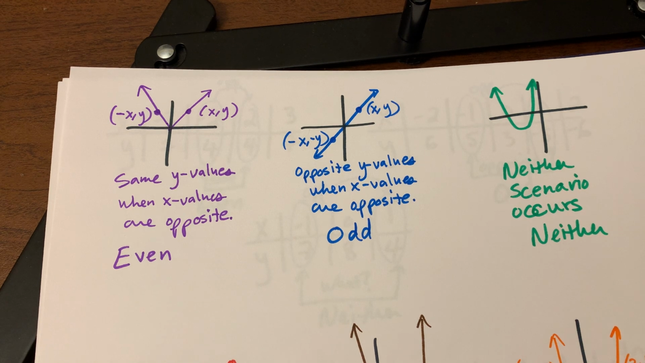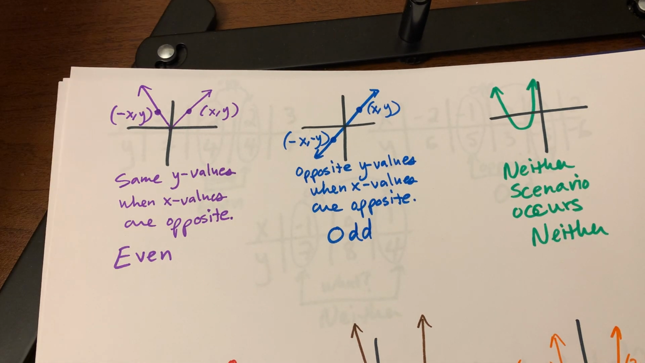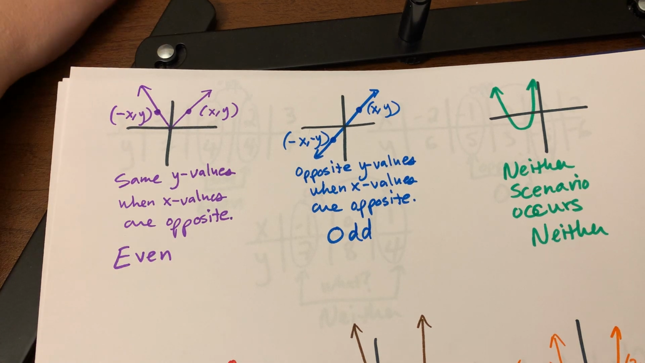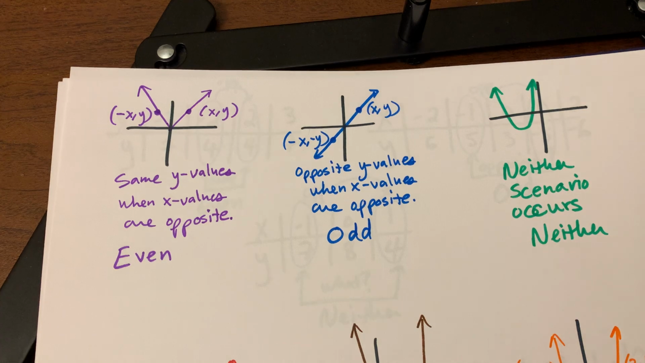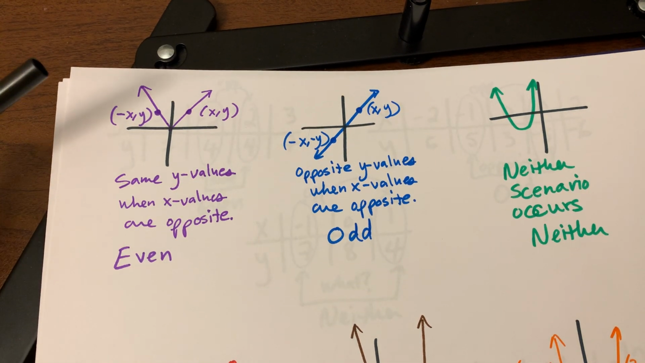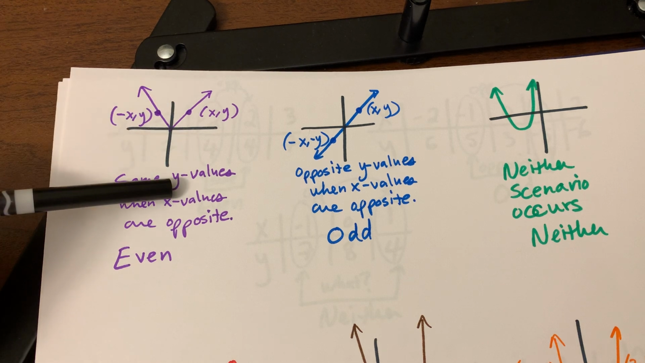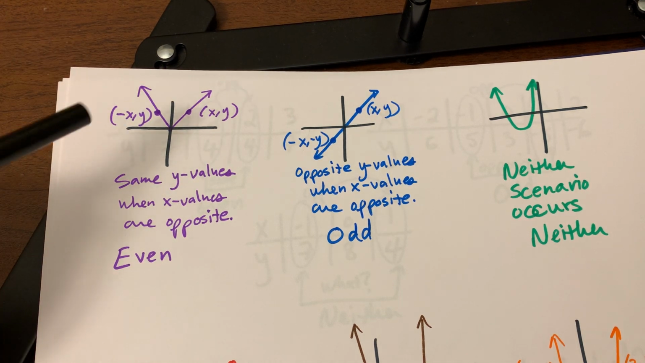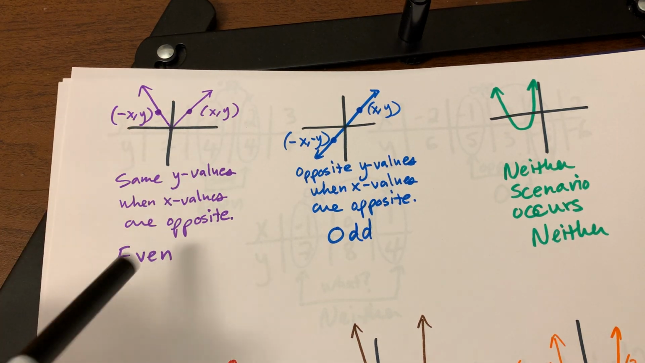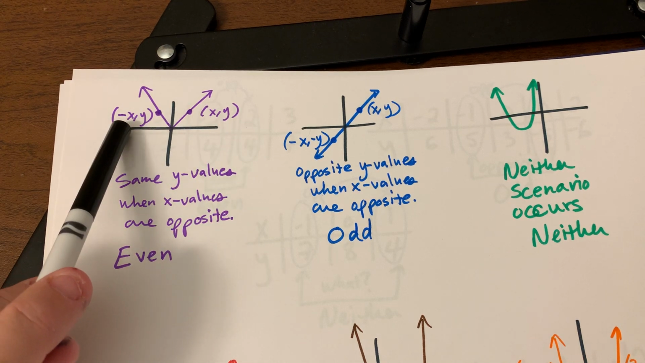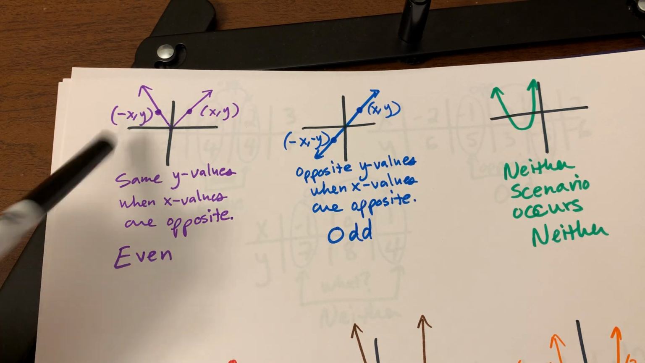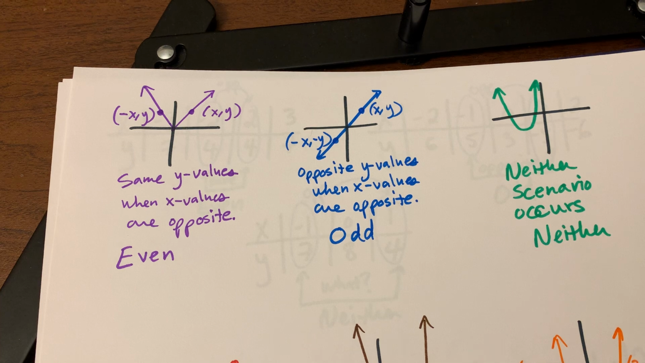In this video we're going to be talking about different types of polynomial functions and classifying them as either even functions, odd functions, or neither type of function. So as you can see from our graph here, if you've got something symmetric with respect to the y-axis where you have 2 points with opposite x values, but the y values are the same, you've got an even function.